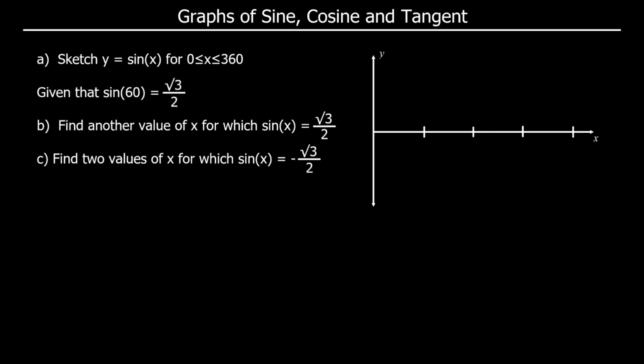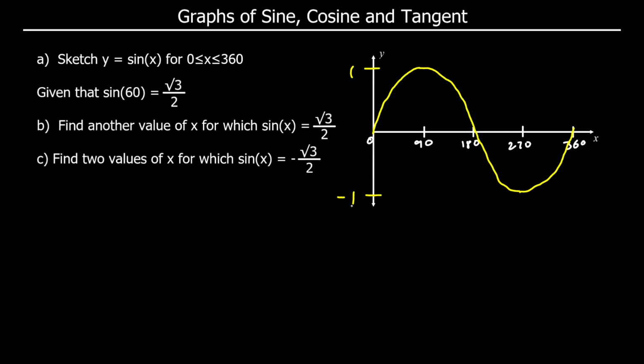Here we have a question. Sketch y equals sine x for 0 to 360 degrees. So we've got 0, 90, 180, 270, 360. And we know the sine graph starts at 0, 0. It goes up to 1 at 90, back down to 0 at 180, -1 at 270, and back up to 0 at 360. So that is our sine graph.